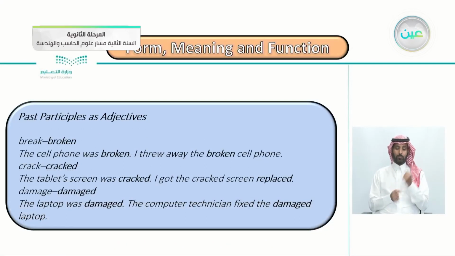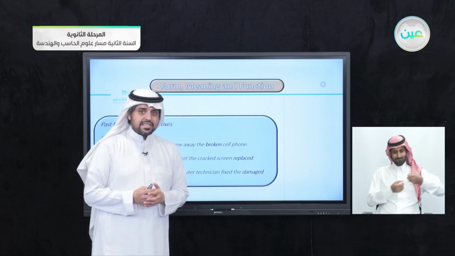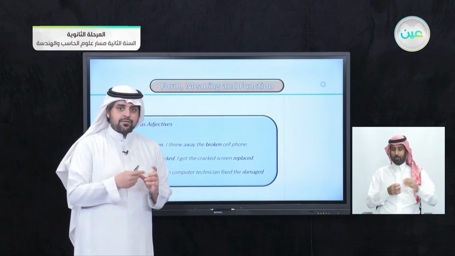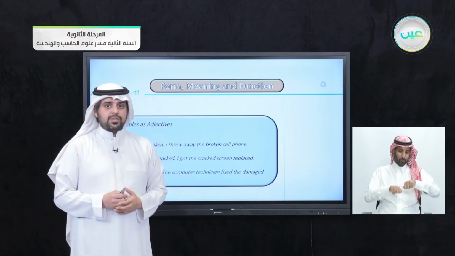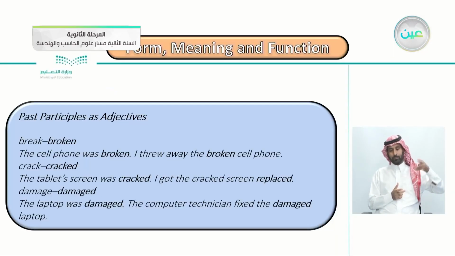Past participles as adjectives. You can take some past participles and make them work as adjectives. For example, break, broken. The past participle broken. The cell phone was broken. This is past participle. I threw away the broken cell phone. The broken cell phone. I'm describing the cell phone as broken here. So this is an adjective.